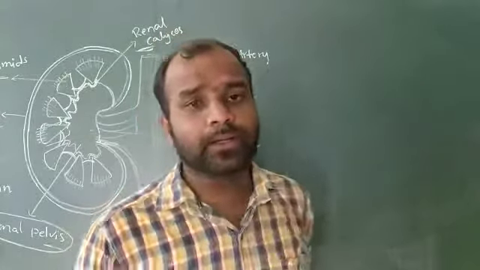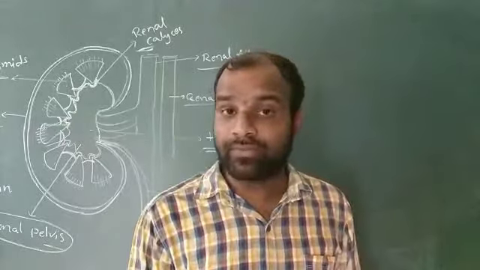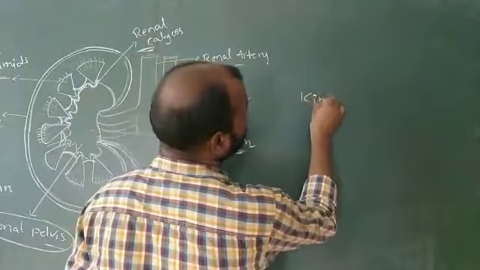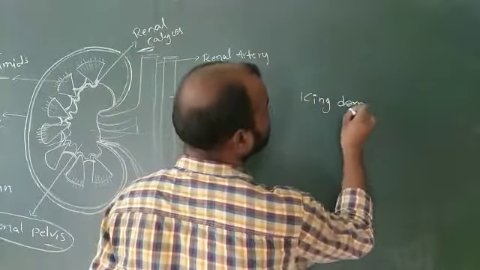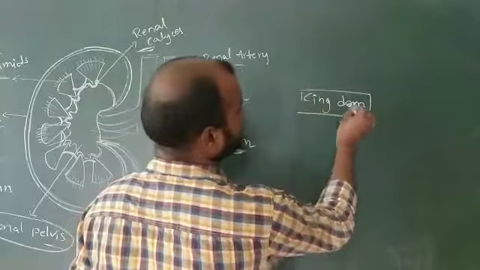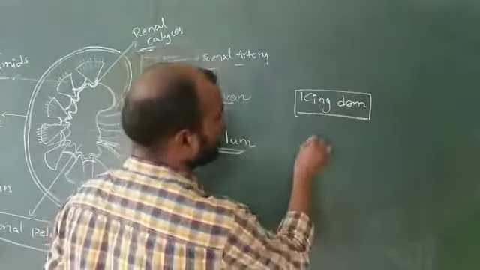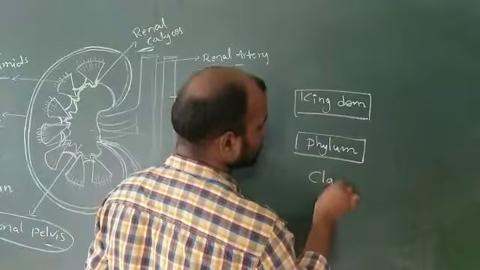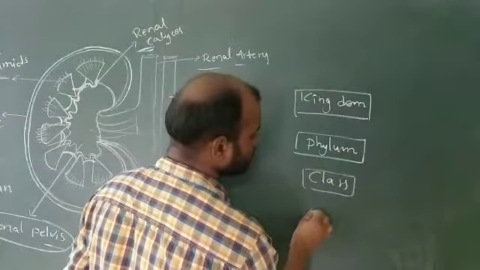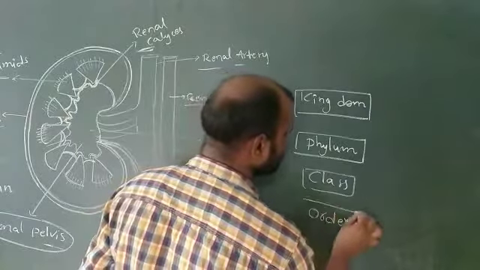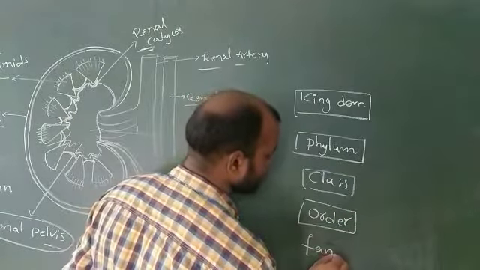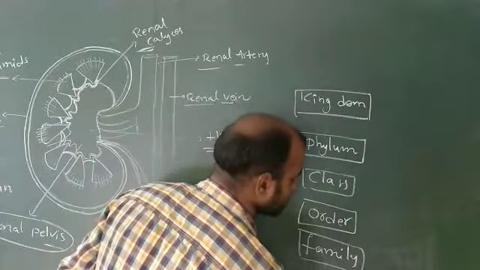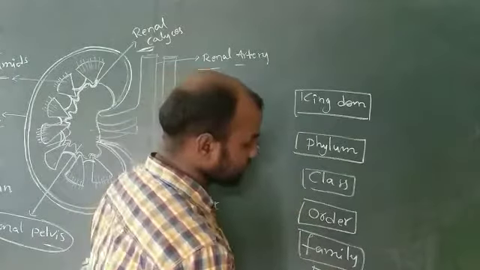Usually animals are classified into different groups. They are divided into kingdom, phylum, class, order, family, genus, and the final one is species.